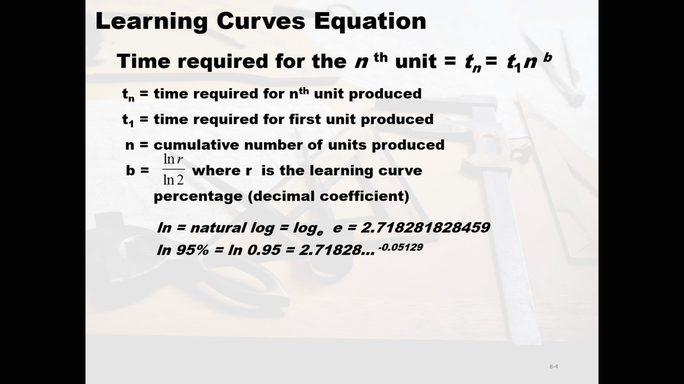Again, we're going to look at this example of the learning curve of 95%. So the natural log of 95% is whatever power it takes to get 2.71828 to equal 0.95. That power is actually a negative 0.05129.